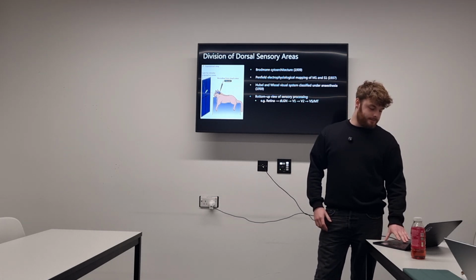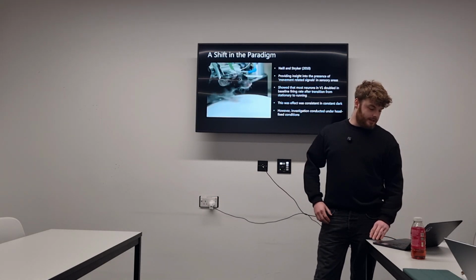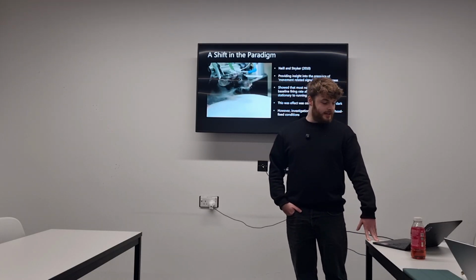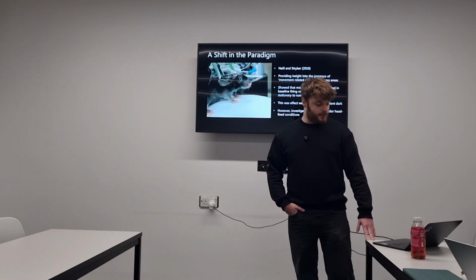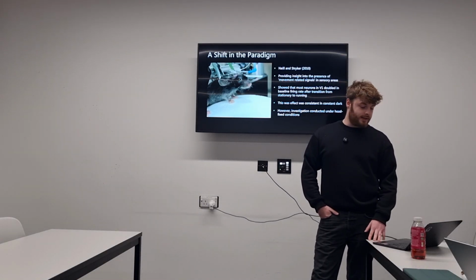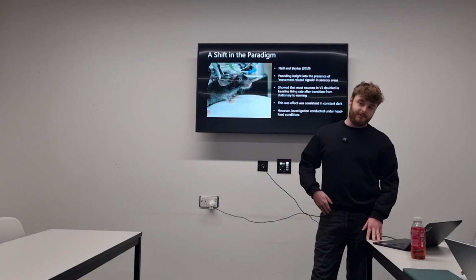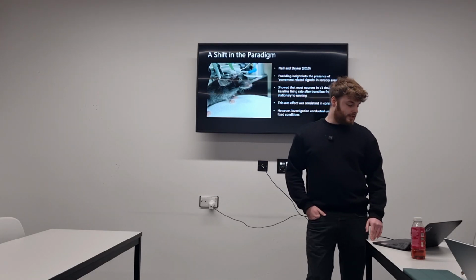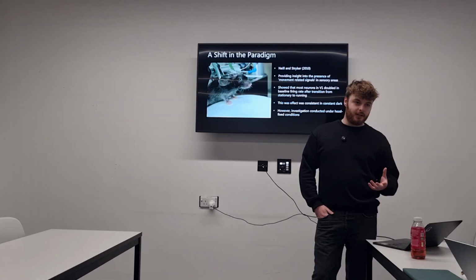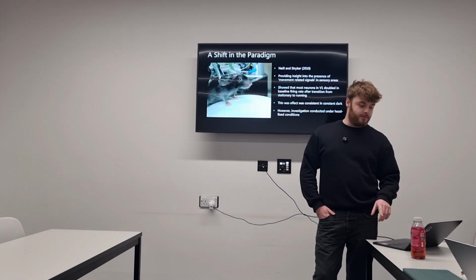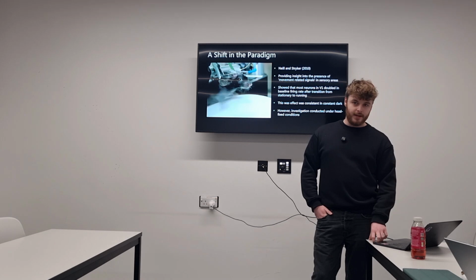But in 2010, Niell and Stryker kind of shifted the paradigm with their research. They did a head-fixed investigation where the mouse has its head fixed. They're recording from visual cortex, and the mouse is atop a floating styrofoam ball that acts as a treadmill. And they found that locomotion in and of itself actually modulates the neurons in V1, which is not something that we expected if we considered the visual cortex to be purely processing visual information.